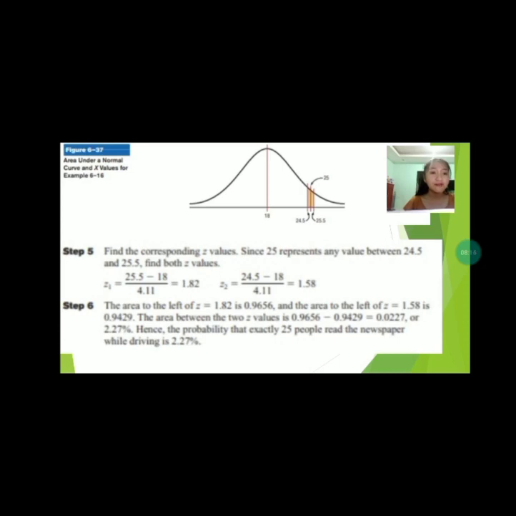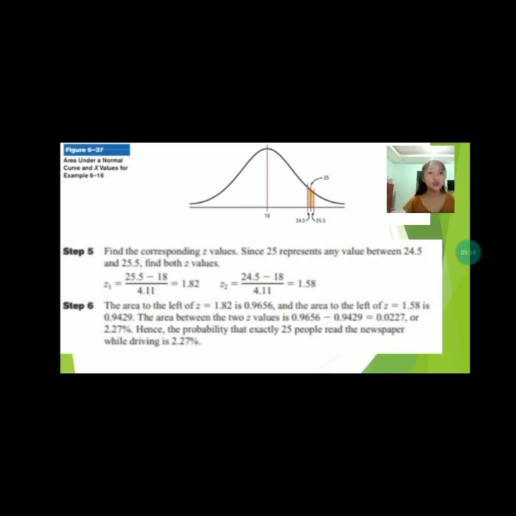To get the z values, since 25 represents any values between 24.5 and 25.5, for C1 we use 25.5 and for C2 we use 24.5. So for C1 it is 25.5, and we subtract 18. If you wonder where the 18 comes from, that is from the mean we got earlier. The 4.11 below is what we divide by, which is the standard deviation we solved earlier. So 25.5 minus 18, then divided by 4.11, gives 1.82.